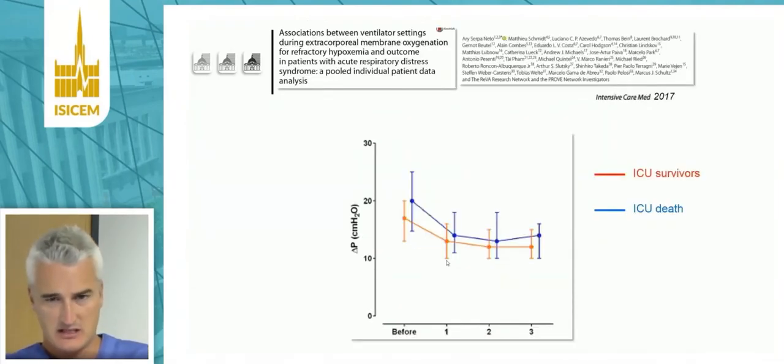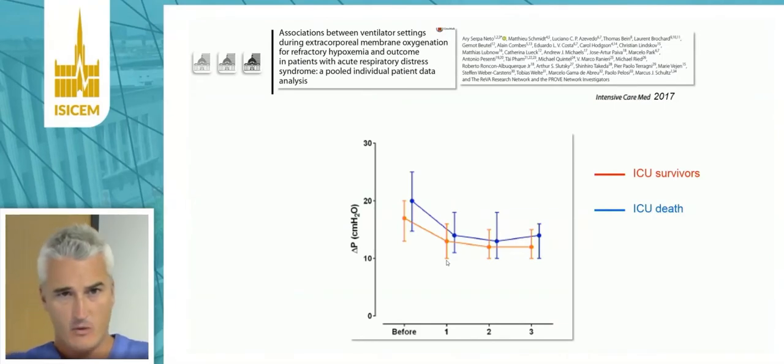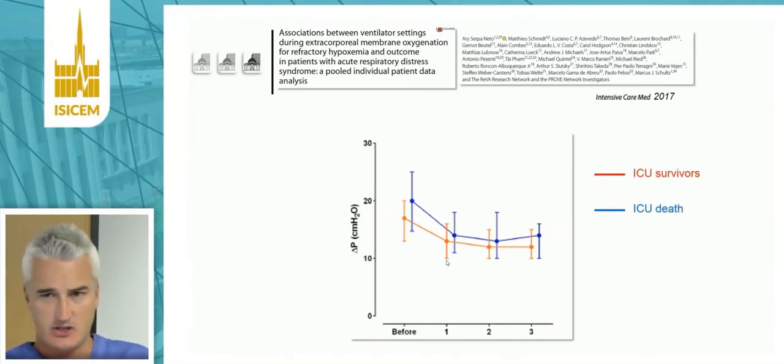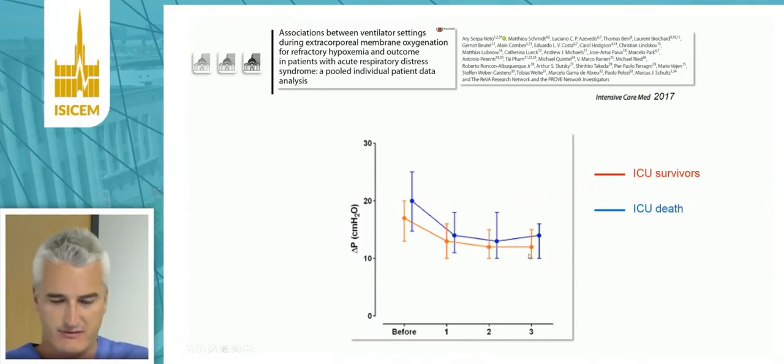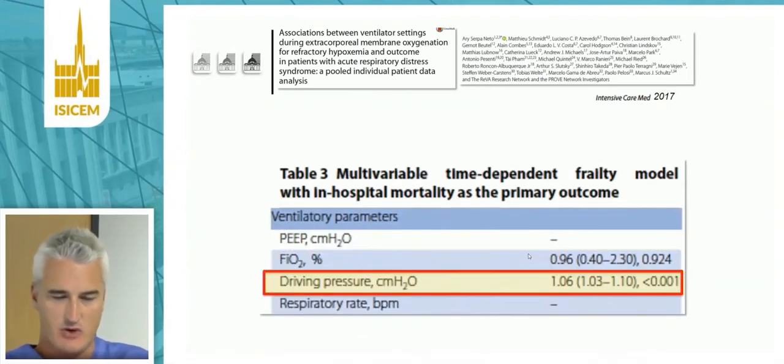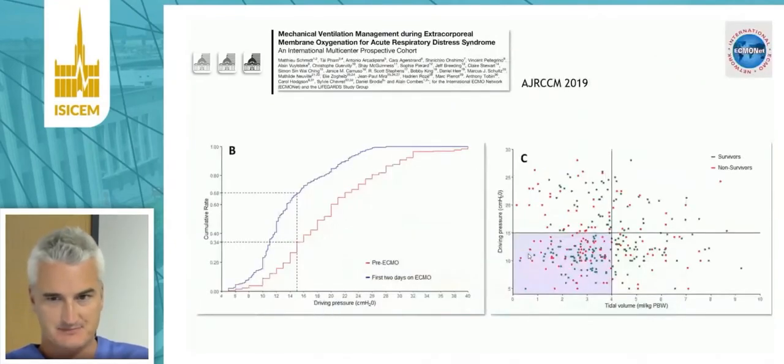And it was also demonstrated in this large meta-analysis with individual patient data, showing that if you compare patients who died or those who survived on ECMO, you see that the survivors had a lower driving pressure during the first 3 days on ECMO. And driving pressure was the only risk factor associated with mortality. So the higher the driving pressure on ECMO, the higher the mortality.